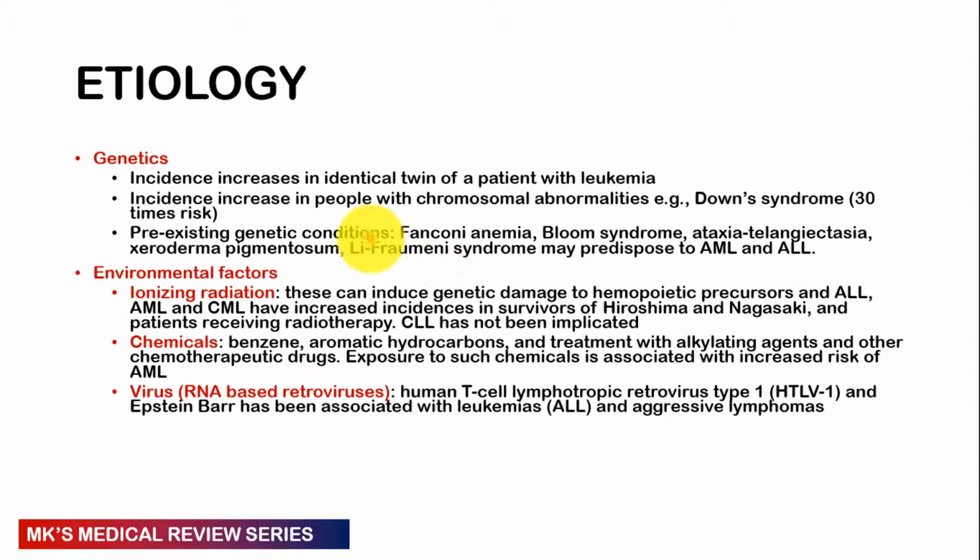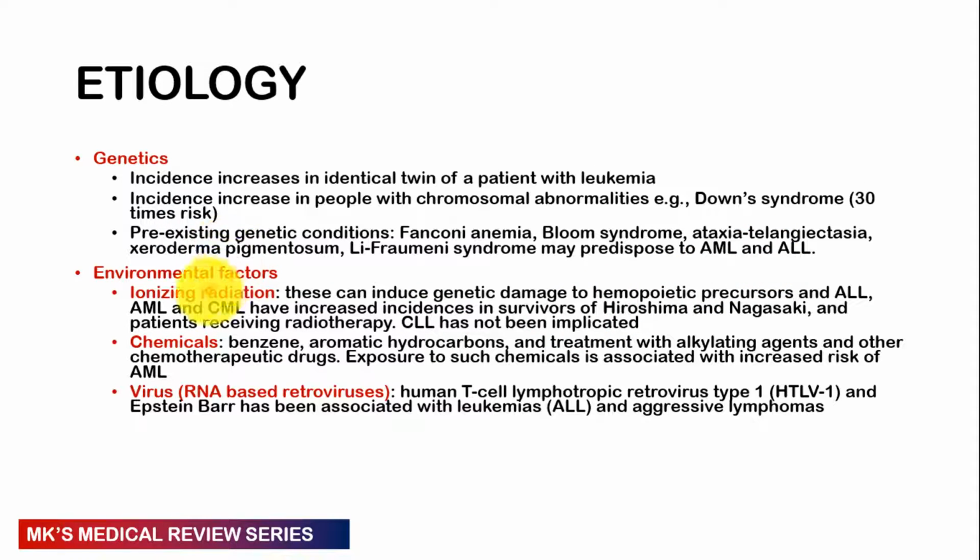You also have some other conditions such as Fanconi anemia, Bloom syndrome, ataxia telangiectasia, xeroderma pigmentosum, Li-Fraumeni syndrome that may predispose an individual to acute myeloid leukemia as well as acute lymphoid or acute lymphoblastic leukemia.